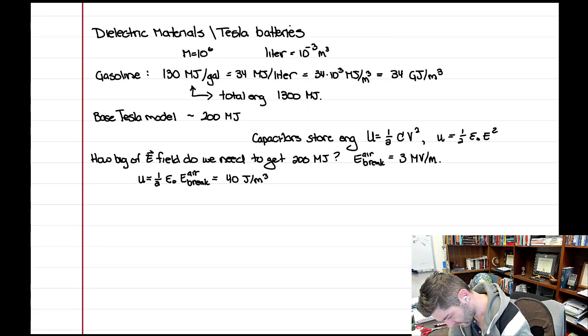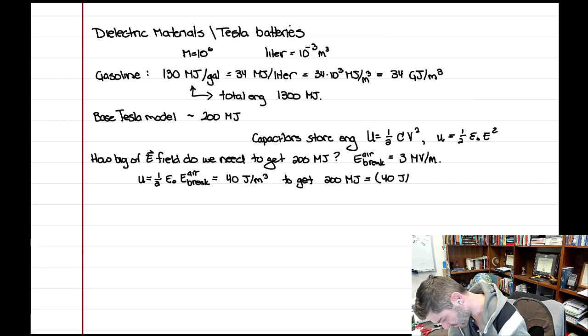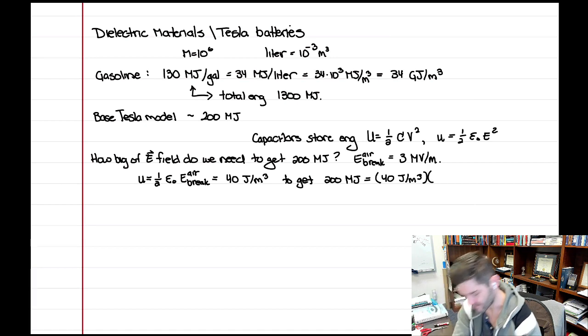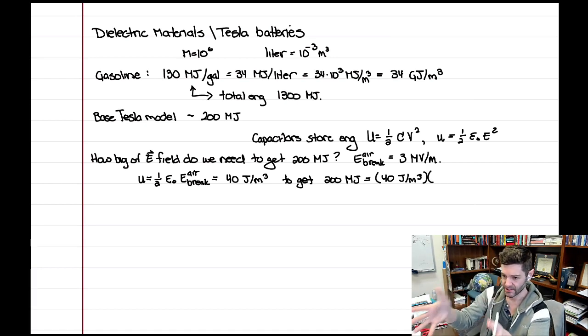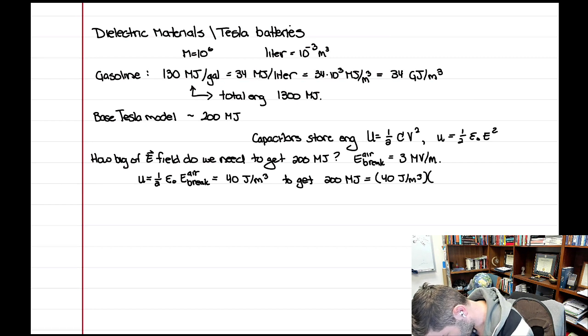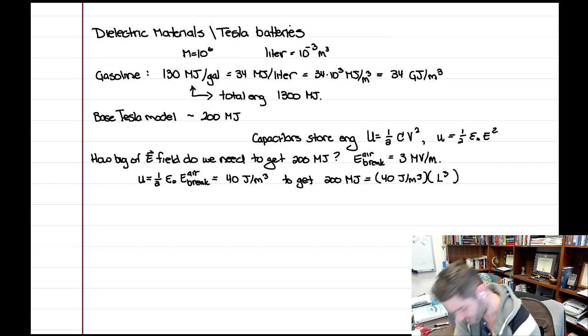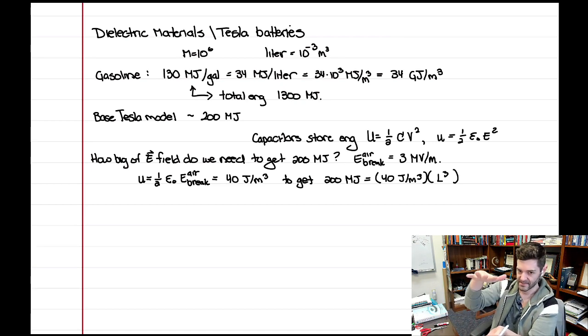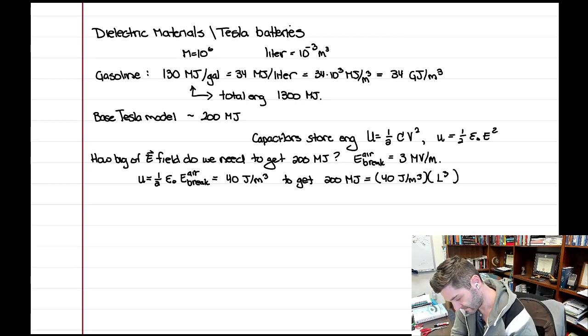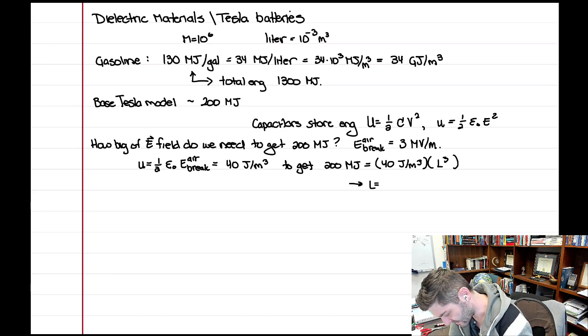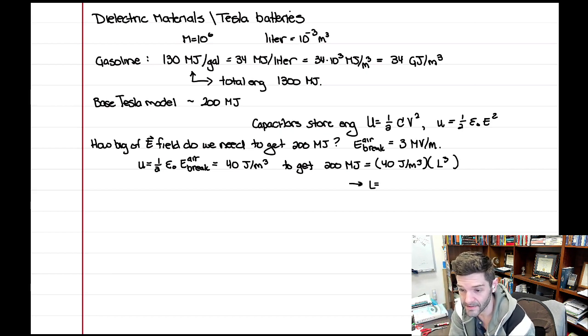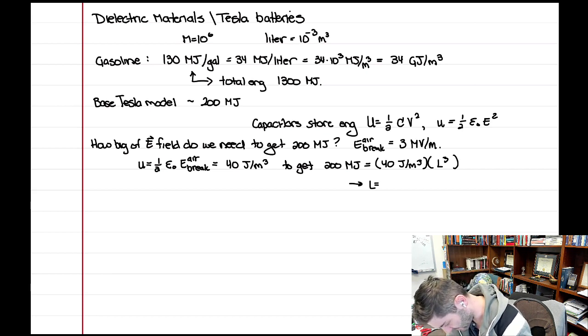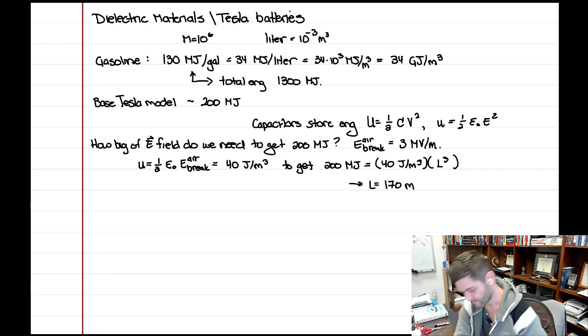So to get 200 megajoules, at 40 joules per meter cubed, I can imagine I'll simplify my battery and just assume it's a cube. So it's some L cubed, right? The volume of that battery is L times L times L, if it has some length L. That then requires an L that is about, when I work this out, about 170 meters.